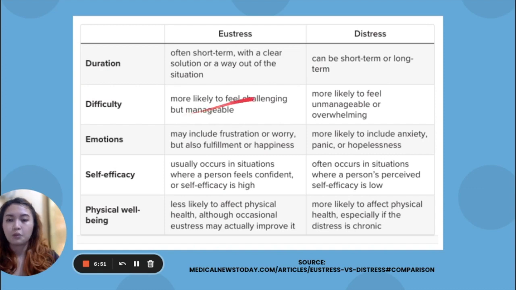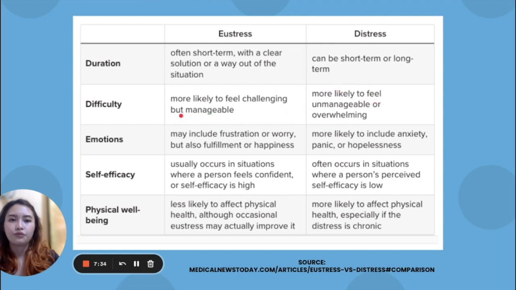And lastly, physical well-being. Eustress is less likely to affect physical health, although occasional eustress may actually improve it. Okay? So for distress, it's chronic. You'll probably be experiencing distress if, when you're recalling or looking back at your life experiences, it takes you a long time to highlight a moment in your life when you were relaxed. Say, since college you haven't experienced being relaxed, calm and peaceful. So maybe you're experiencing distress.